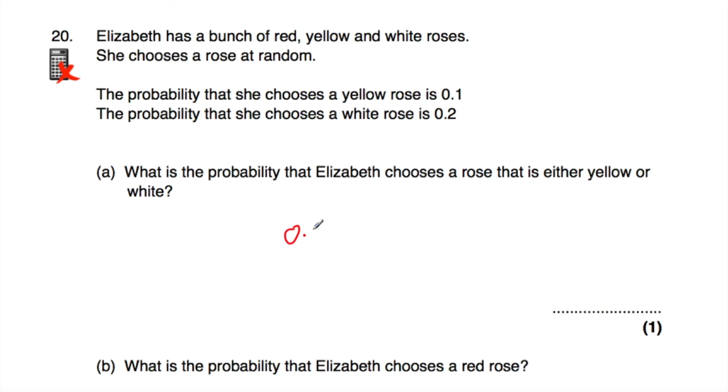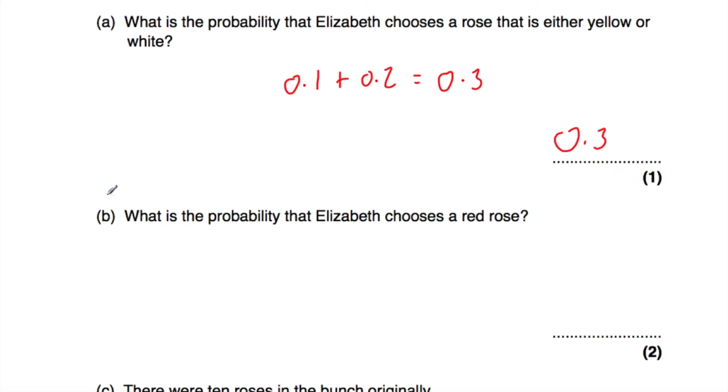So we just need to do 0.1 plus 0.2. Because if there's a 0.1 chance of getting a yellow rose and 0.2 chance of getting a white rose, if we add them together, that's equal to 0.3. And that would mean there's a 0.3 chance of getting either a yellow rose or a white rose. So the answer would be 0.3.